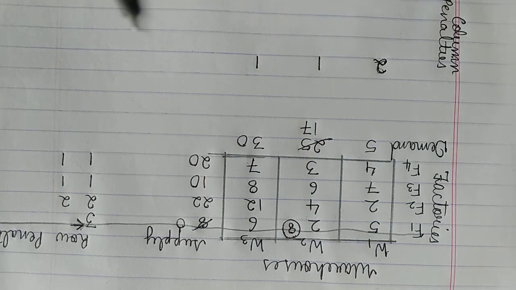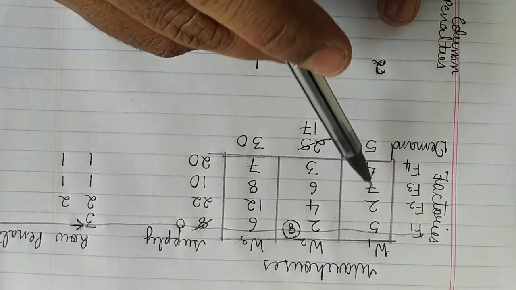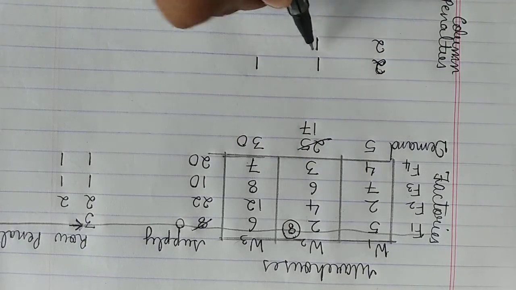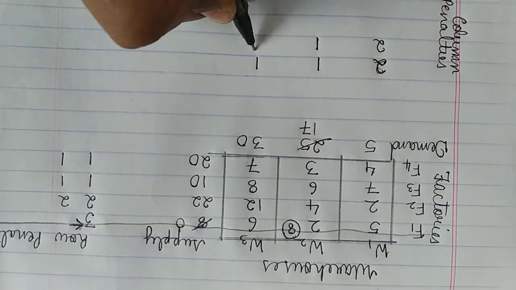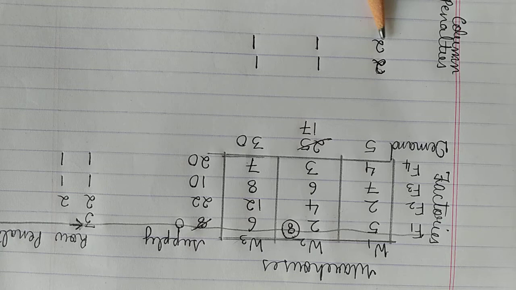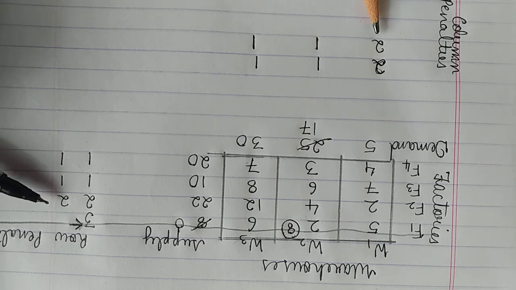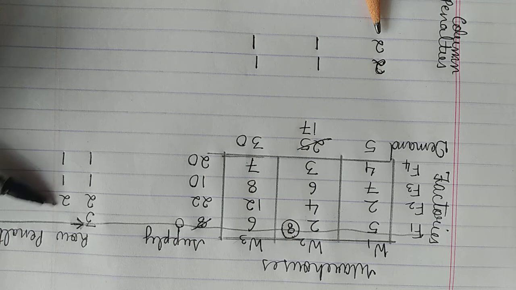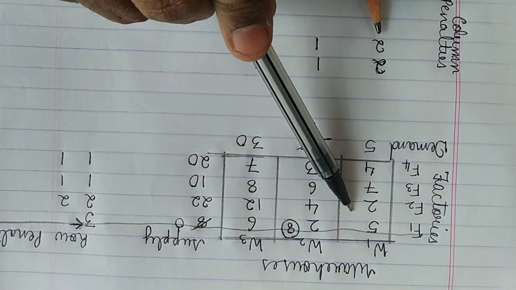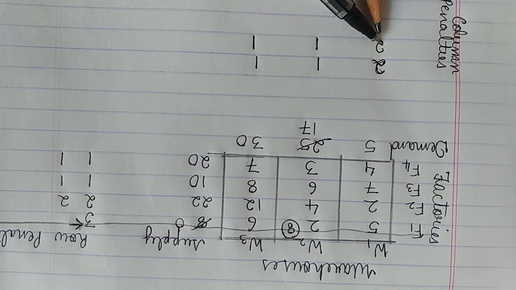Then column penalties may change. So we'll see what the column penalties are. 2 and 4, so the difference remains 2. 3 and 4, the difference is 1. 7 and 8, the difference is 1. So now you have to find out the highest penalty. For the highest penalty, there is a tie between this 2 and this 2. Now suppose I use this 2 here on my right hand side, then where should I allocate? I should allocate here because this is the lowest cost. If I use this, where should I allocate?